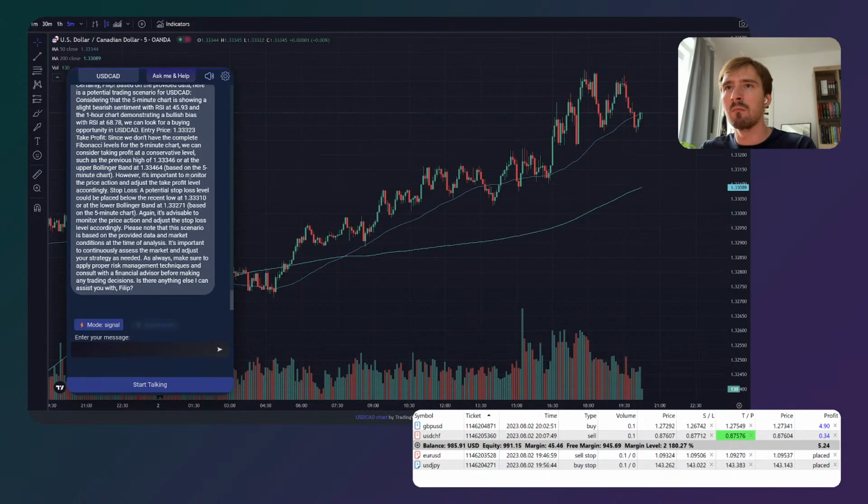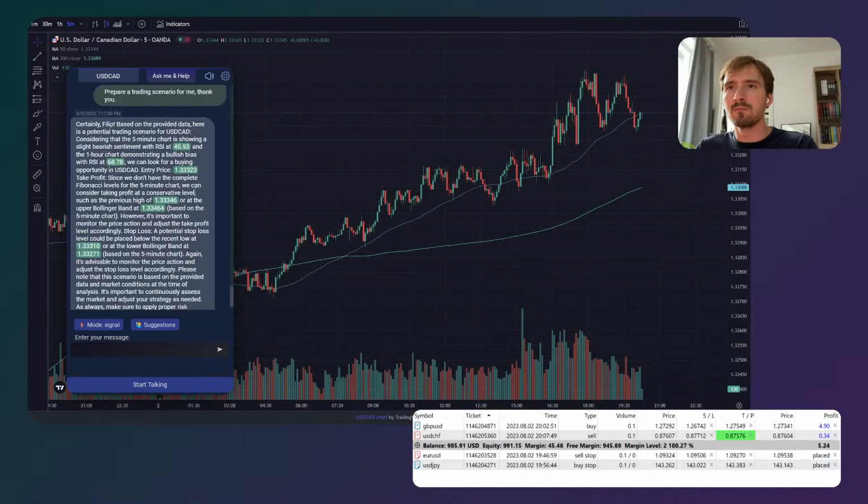Take profit. Since we don't have the complete Fibonacci levels for the 5-minute chart, we can consider taking profit at a conservative level, such as the previous high of 1.33346 or at the upper Bollinger Band at 1.33464, based on the 5-minute chart. However, it's important to monitor the price action and adjust the take profit level accordingly. Stop loss.